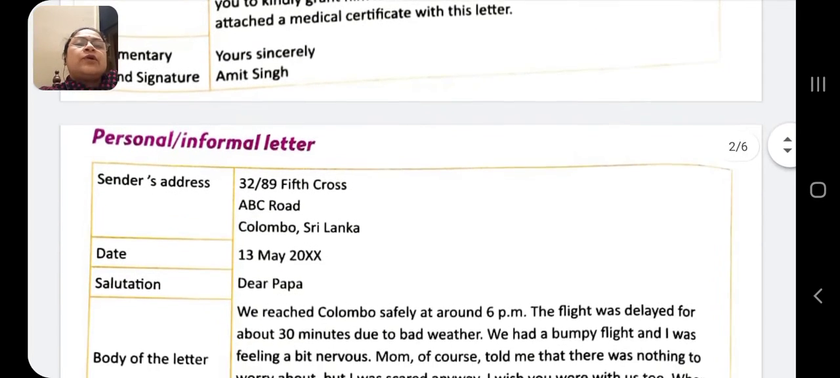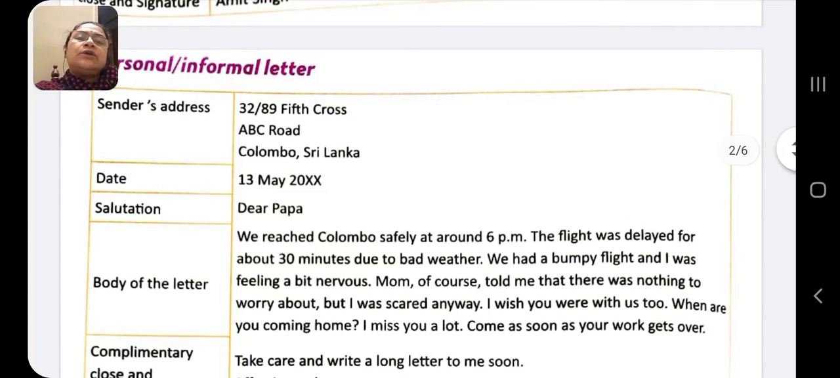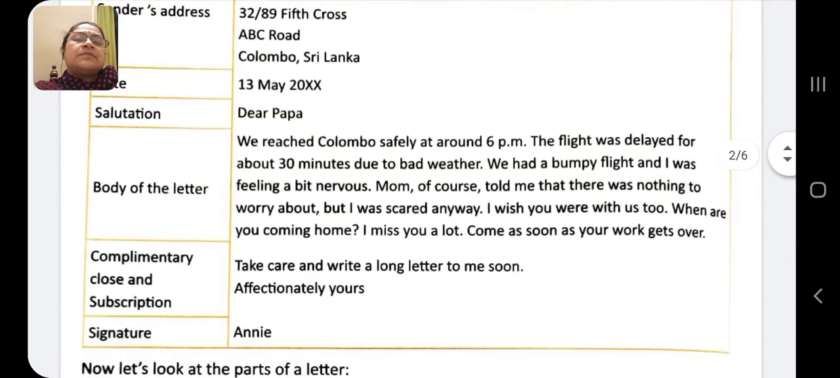Then comes the informal or personal letter. Here only one thing is different from the formal letter, and that is, see here, first will be the sender's address as usual, then the date, and then directly the salutation. There will not be a receiver's address here. So that part will not be there. Salutation, dear papa, dear friend, like that you will be writing. Then comes the body of the letter, and then the complimentary clause and yes, your signature.